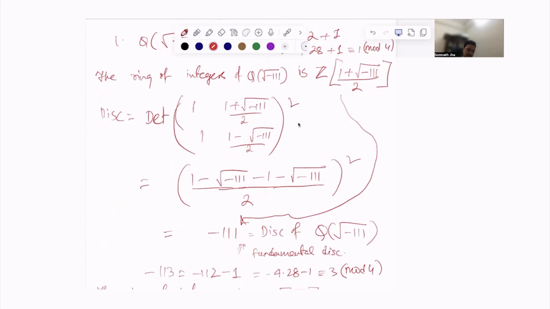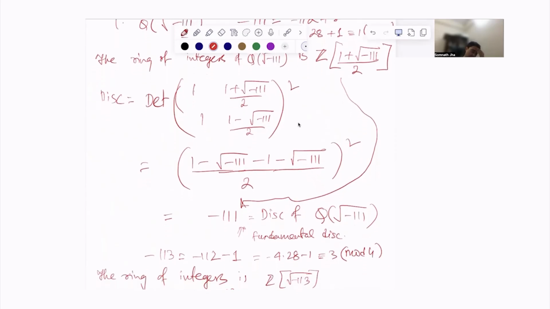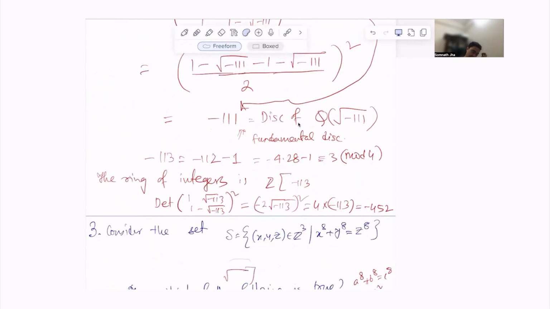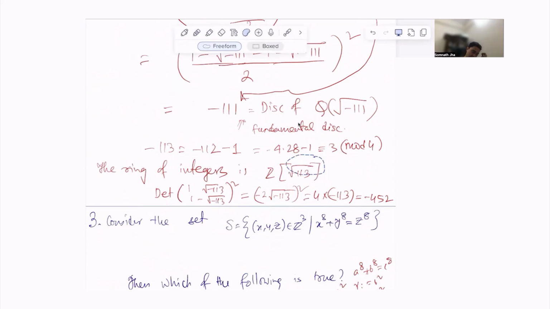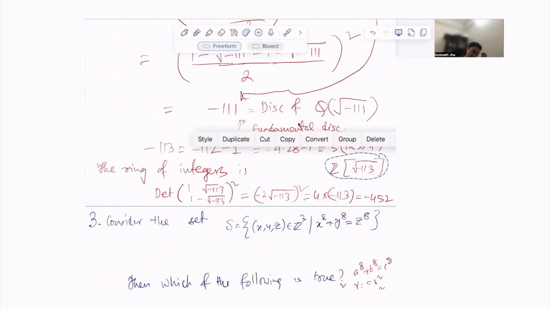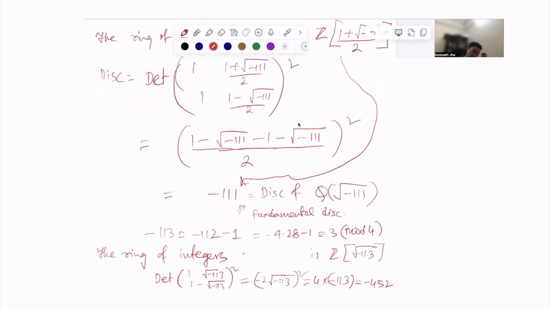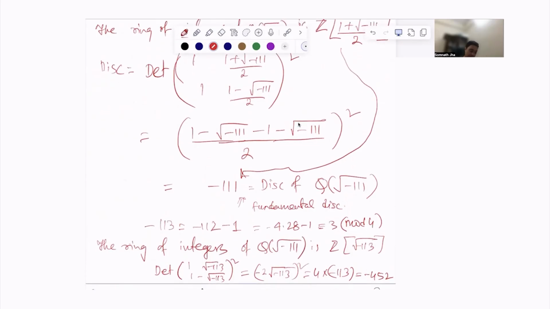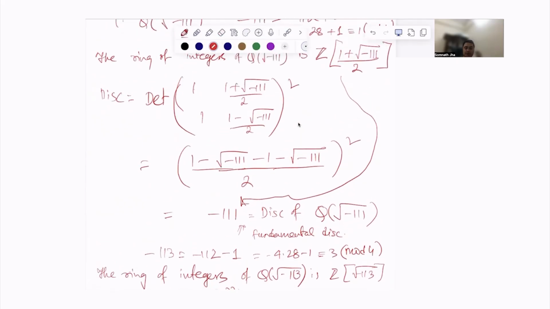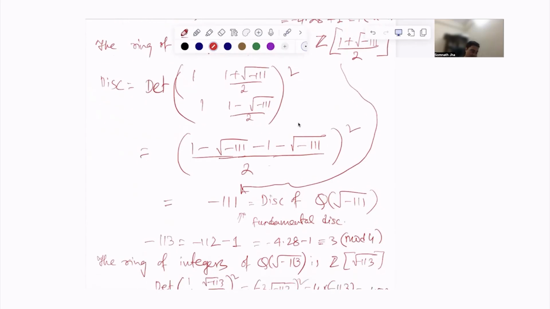Yeah. So this is minus 1 mod 4, which is 3 mod 4. So for 2 and 3 mod 4, the ring of integers of Q(√d) is Z[√d], where d is 2 or 3 mod 4.